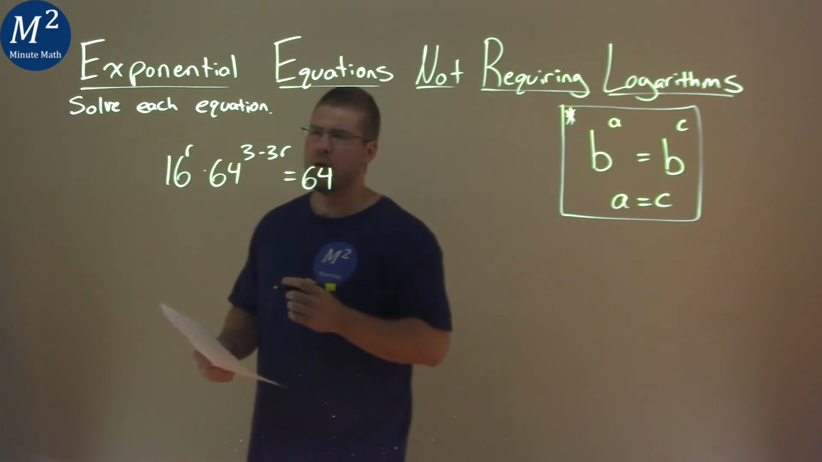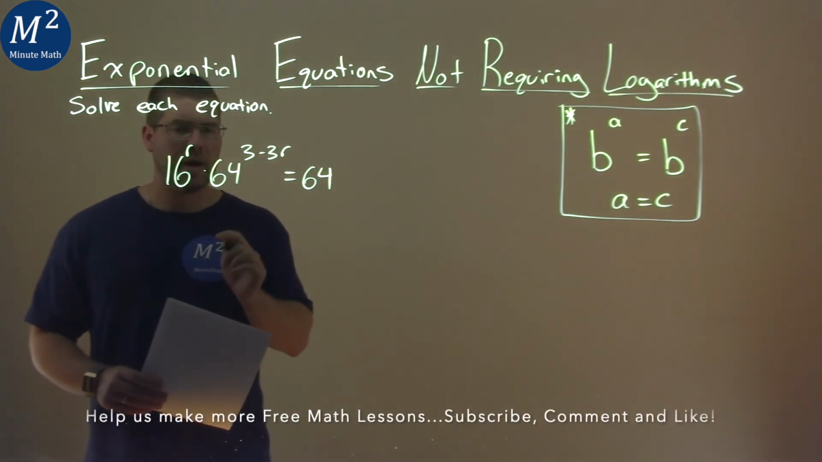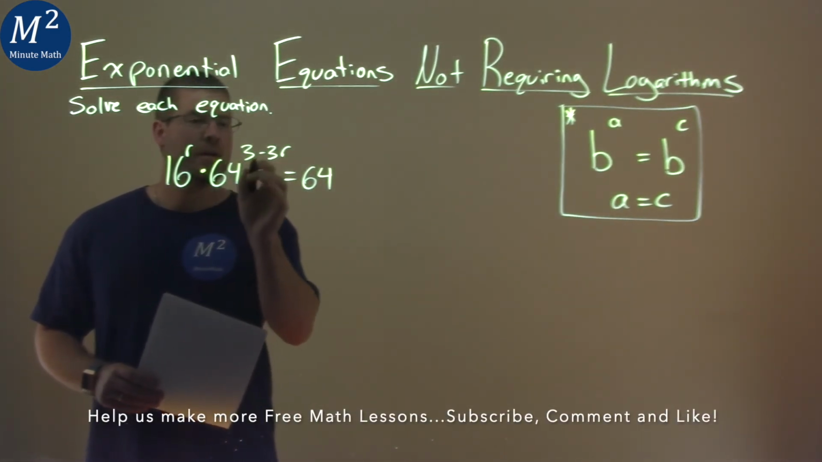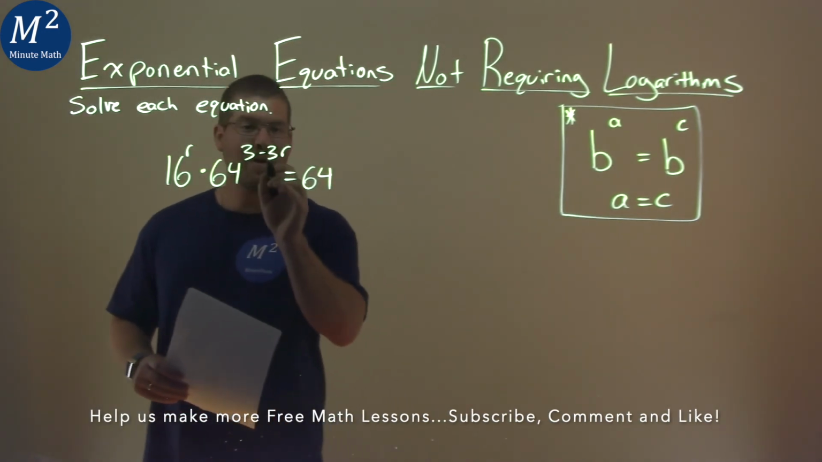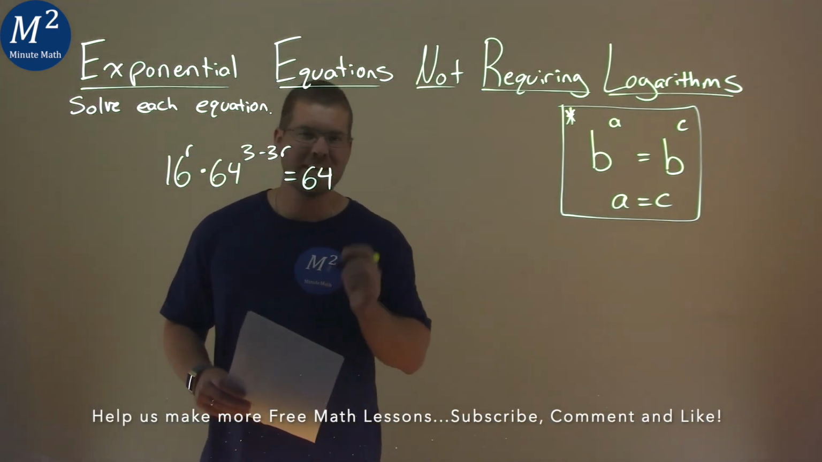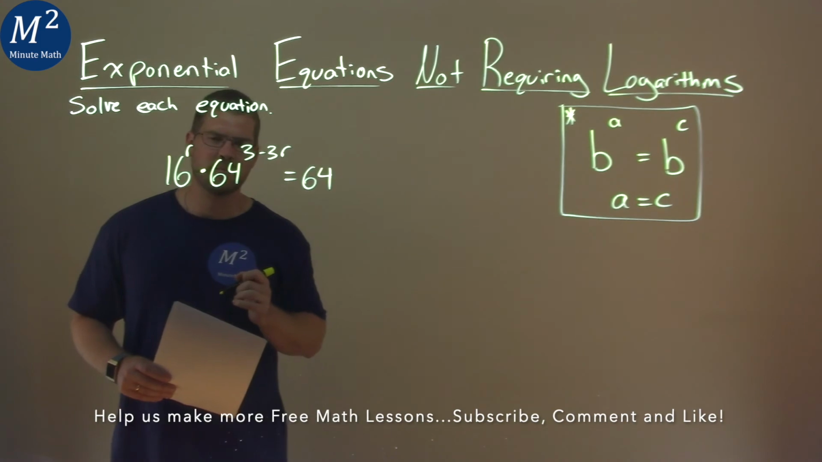We're given this problem right here, 16 to the r power times 64 to the 3 minus 3r power is equal to 64, and we have to solve this equation.